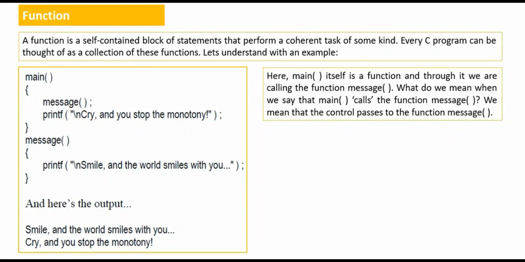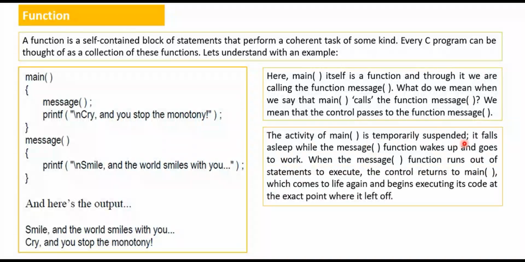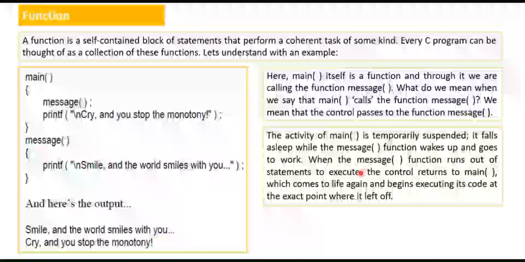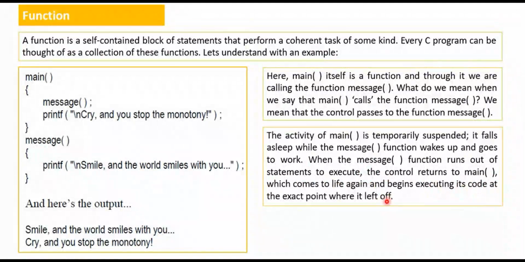Now what do we mean when we say that main calls the function message? We mean that the control passes to the function message. The activity of main is temporarily suspended. It falls asleep while the message function wakes up and goes to work. When the message function runs out of statements to execute, the control returns to main, which comes to life again and begins executing its code at the exact point where it left off.